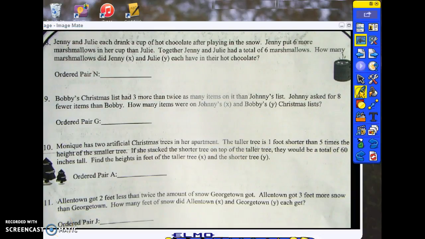Alright, backside of seasonal systems. Number 8, Jenny and Julie each drank a cup of hot chocolate after playing in the snow. Jenny put 6 more marshmallows in her cup than Julie.